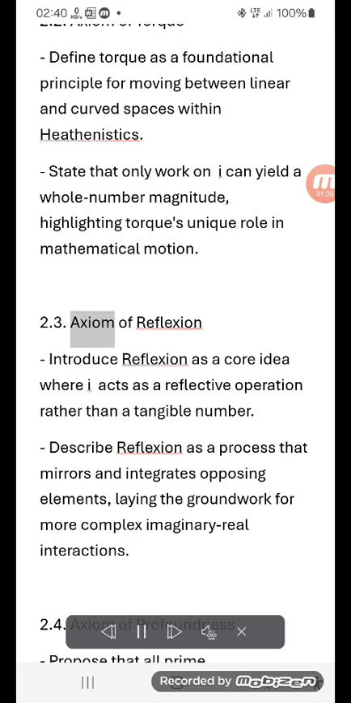2.3. Axiom of reflection. Introduce reflection as a core idea where I acts as a reflective operation rather than a tangible number. Describe reflection as a process that mirrors and integrates opposing elements, laying the groundwork for more complex imaginary-real interactions.